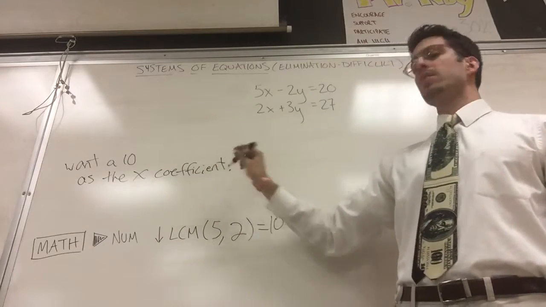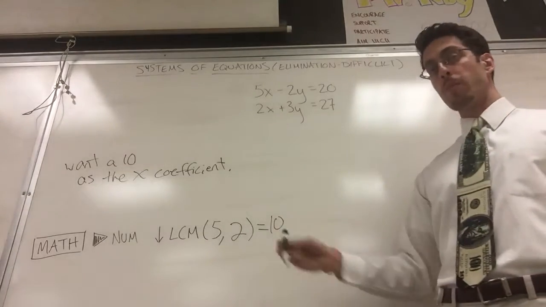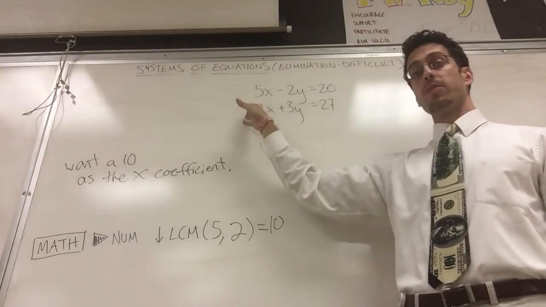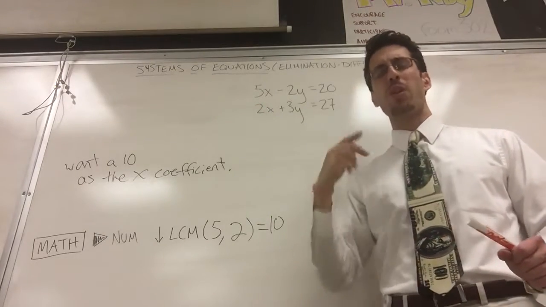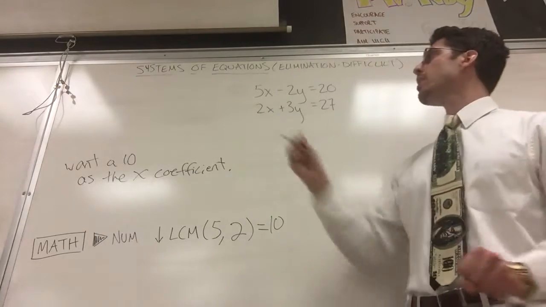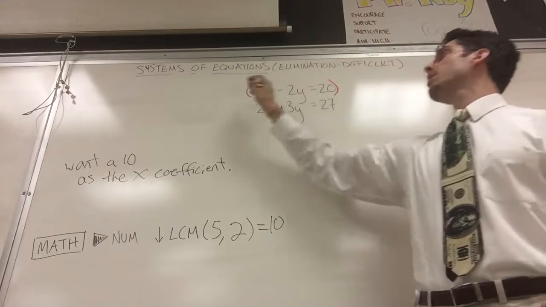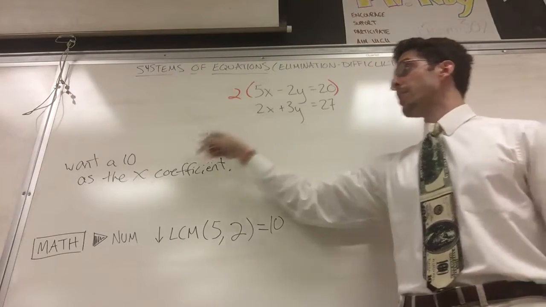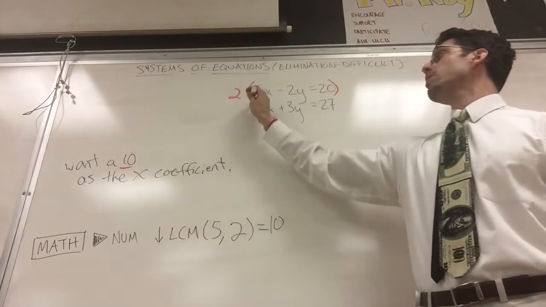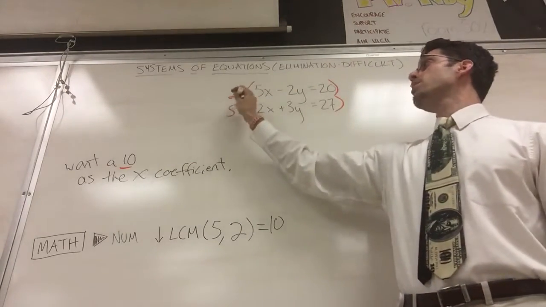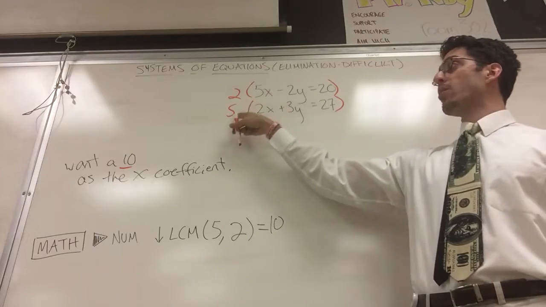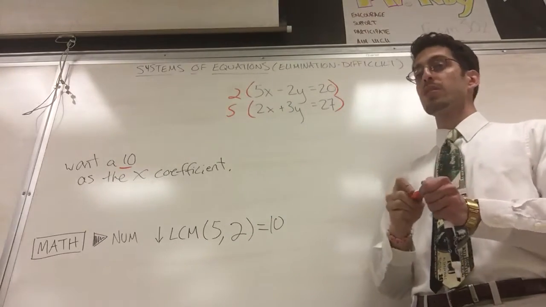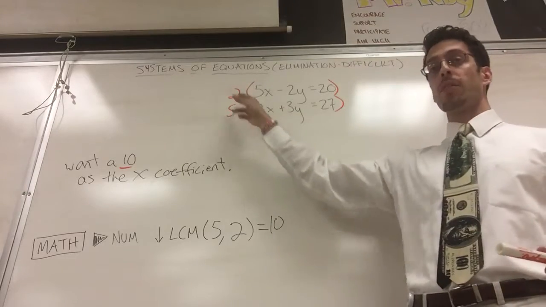A lot of people say, oh, where did the 10 come from? It came from knowing what my LCM of 5 and 2 is. Now you just got to think, how do I turn a 5 into a 10? Multiply by 2. How do I turn a 2 into a 10? Because I want a 10. Oh, here I multiply by 5. Is it a coincidence that this 5 goes here and this 2 goes there? Yes and no. Usually the LCM comes from just multiplying the other number.